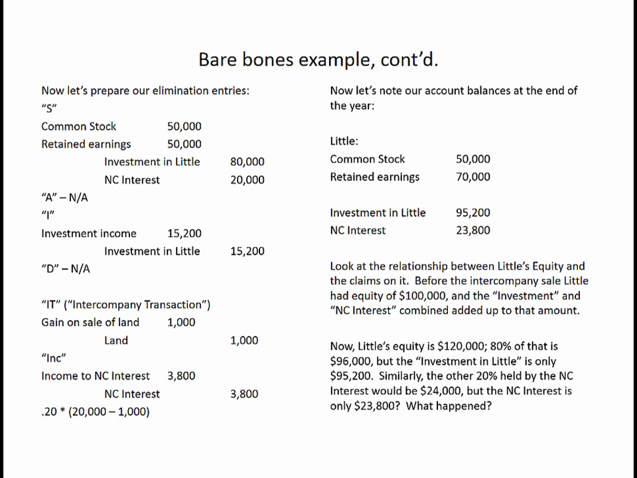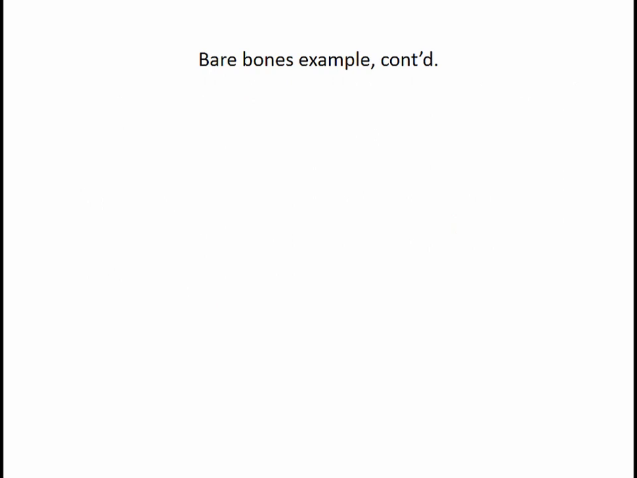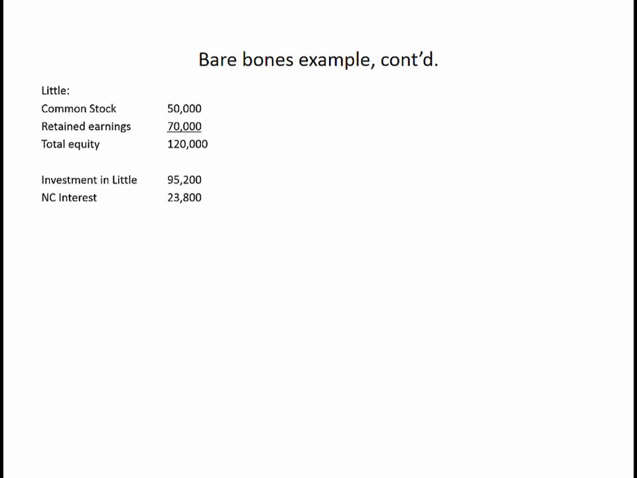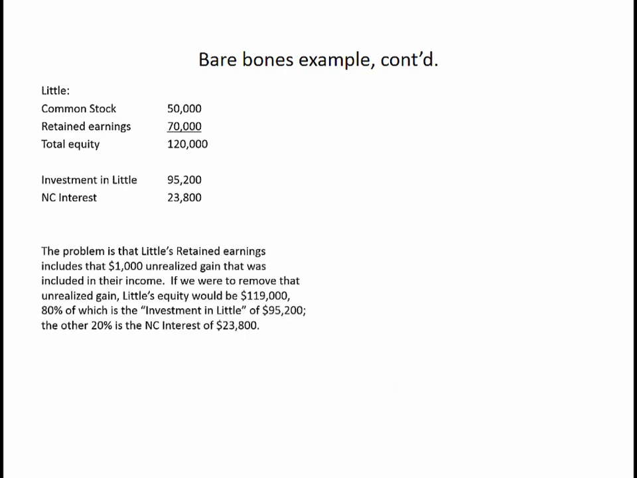What's the cause of that discrepancy? And as you're probably realizing, the problem is that Little's retained earnings includes that $1,000 unrealized gain on sale. Just summarizing what I just said, the problem is that Little's retained earnings includes that $1,000 unrealized gain that was included in their income. If we were to remove that unrealized gain, Little's equity would be $119,000, 80% of which is the investment in Little balance of $95,200, the other 20% of which is the non-controlling interest of $23,800.